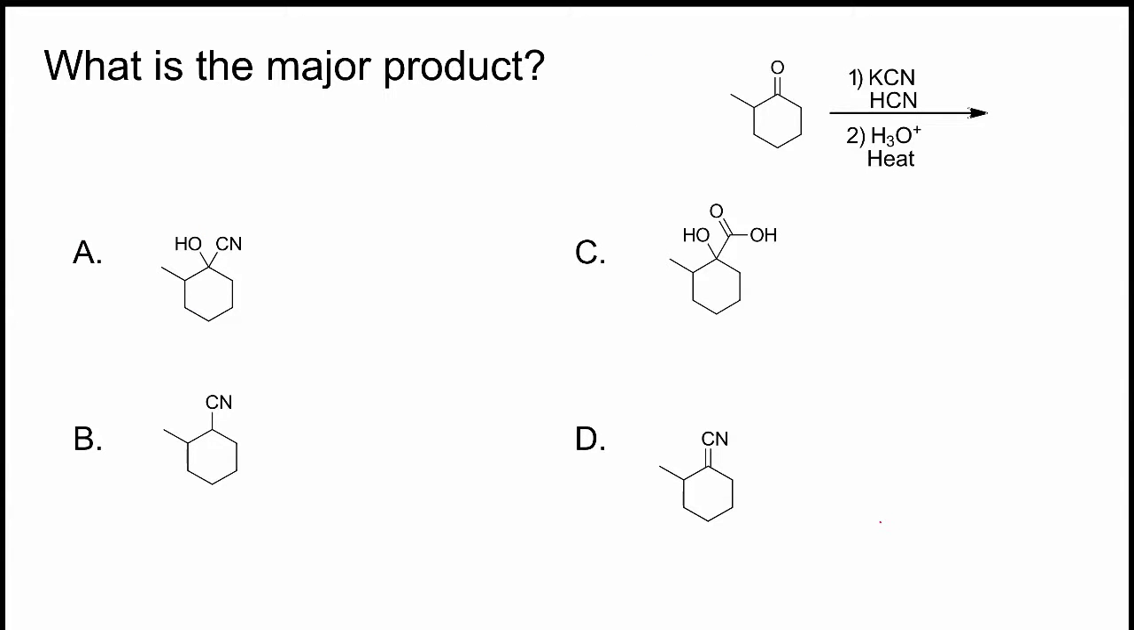And what about this one? KCN with HCN followed by acid and heat. So this is a two-step process. What do we get here?